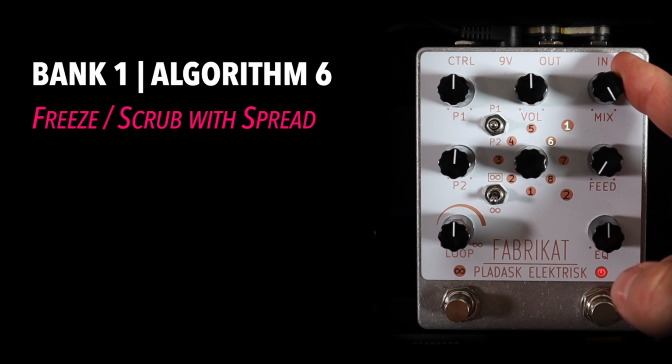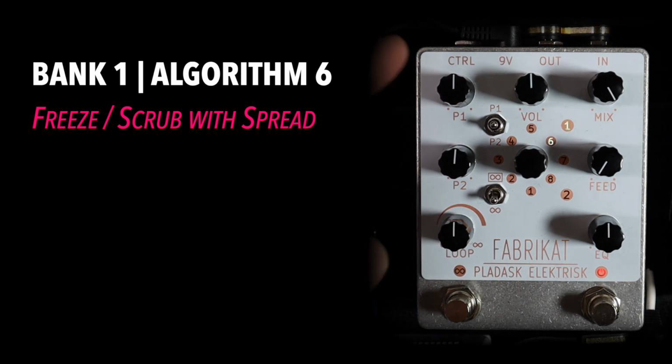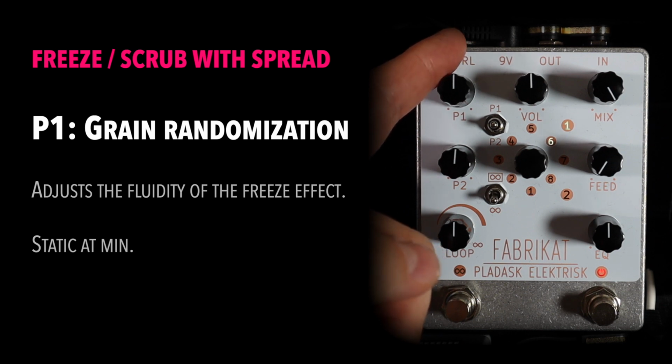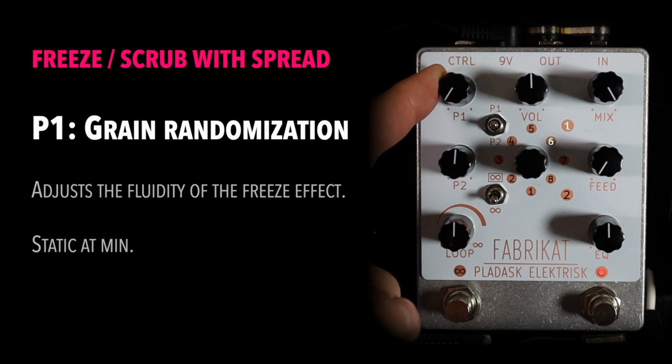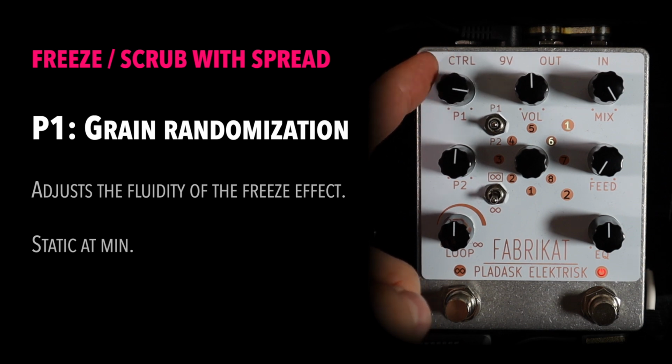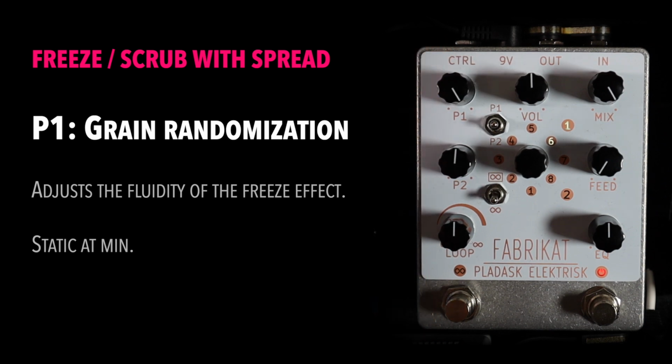Okay, so parameter number 1 is grain randomization. So this is going to adjust the fluidity of the freeze effect. And it's static at minimum. So this is no randomization of the freeze effect. This is as random as it gets.